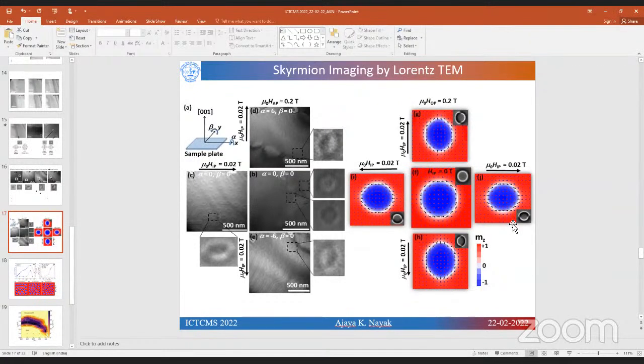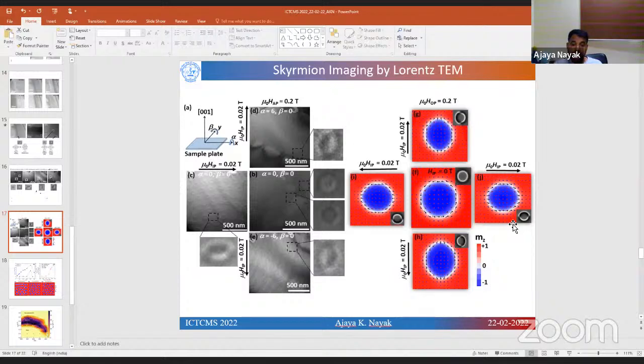Yes, sir. From simulation I understand, but from the Lorentz TEM experiment, how can you say that this is exactly a skyrmion? You have to do a corresponding simulation. Initially, when this Lorentz TEM was done, people performed some simulation to say that this is a skyrmion. Then people did, in the Lorentz TEM, the skyrmion Hall effect, since if it is a skyrmion it will have a skyrmion Hall effect. Then they saw this skyrmion moving towards the edge of the sample a little bit, and from that they confirmed this is a topological object.